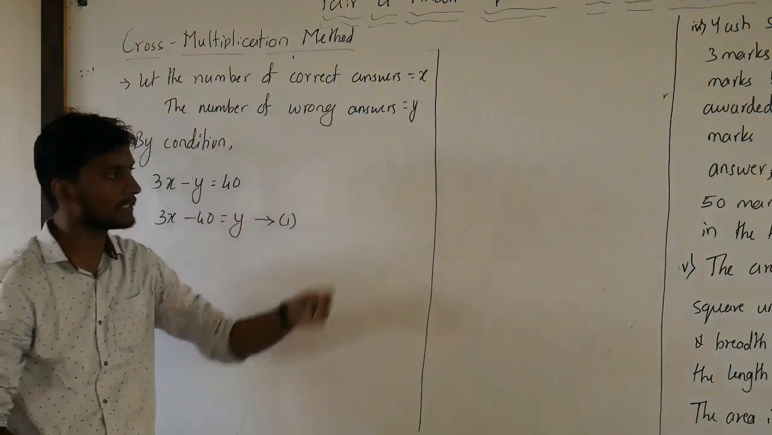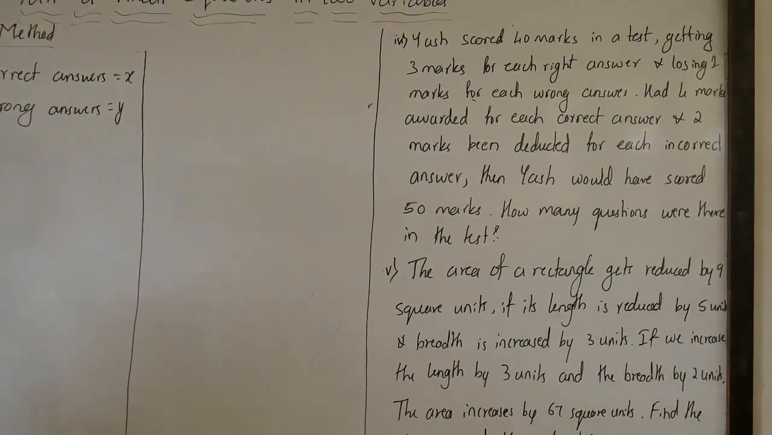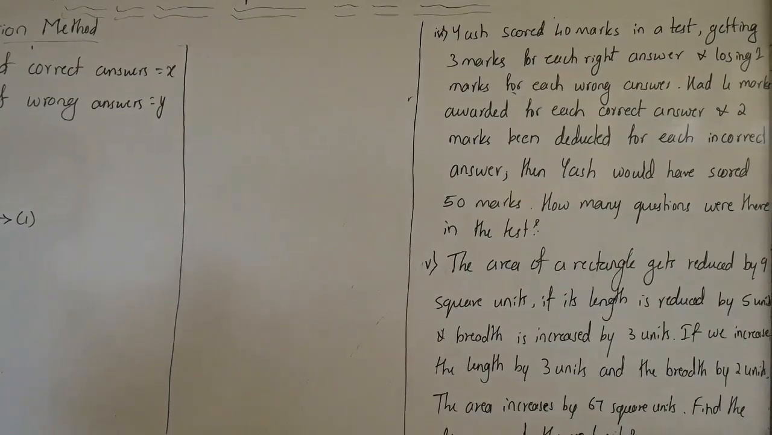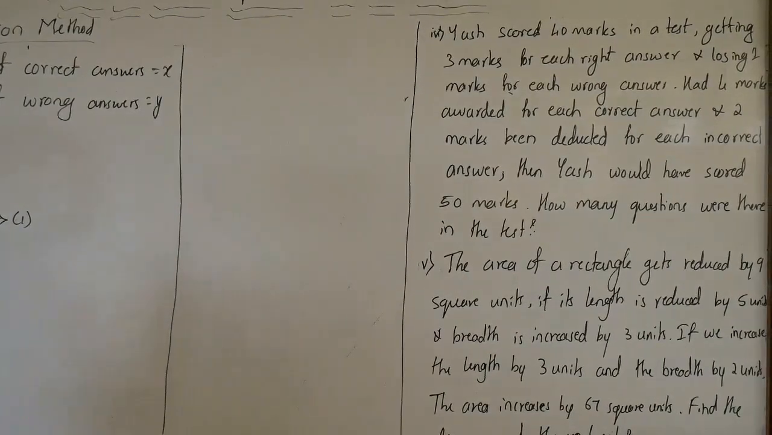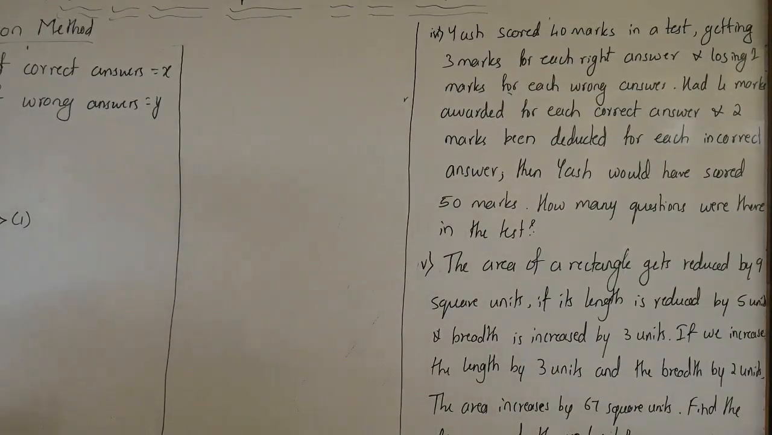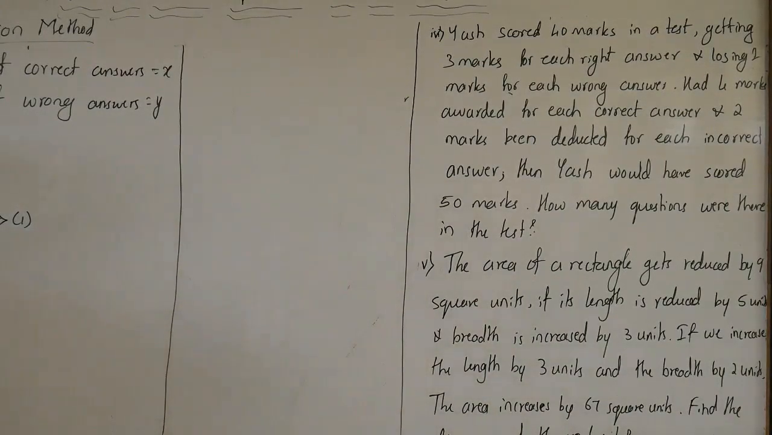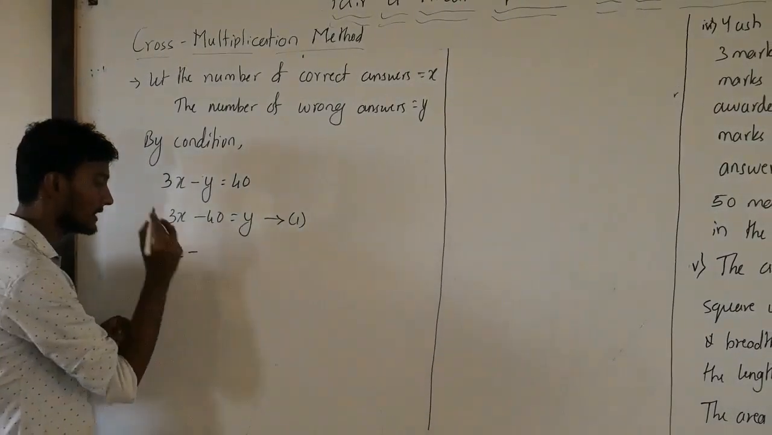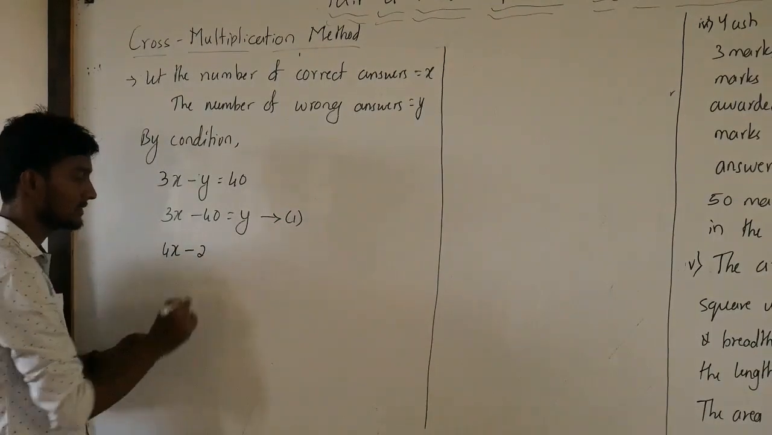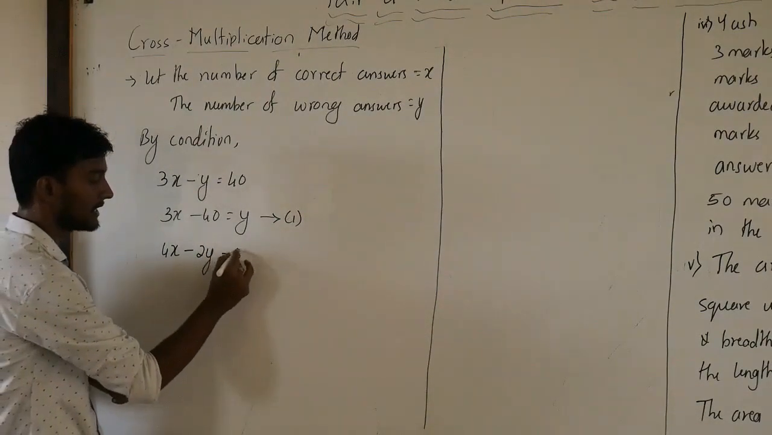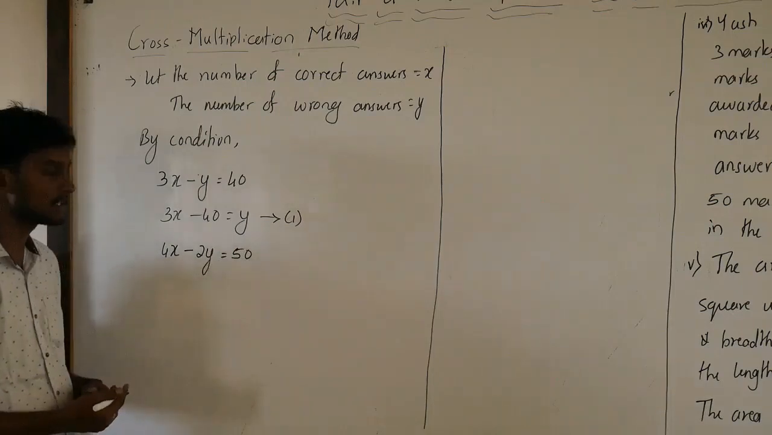Again in the second condition, 4 marks are awarded for each correct answer. They are giving 4 marks now for each correct answer and they are deducting 2 marks for each wrong answer. At that time how much has he got? He has got 50 marks. So 4 marks for each correct answer, so 4x, and minus 2y, is equal to 50 marks he has got.